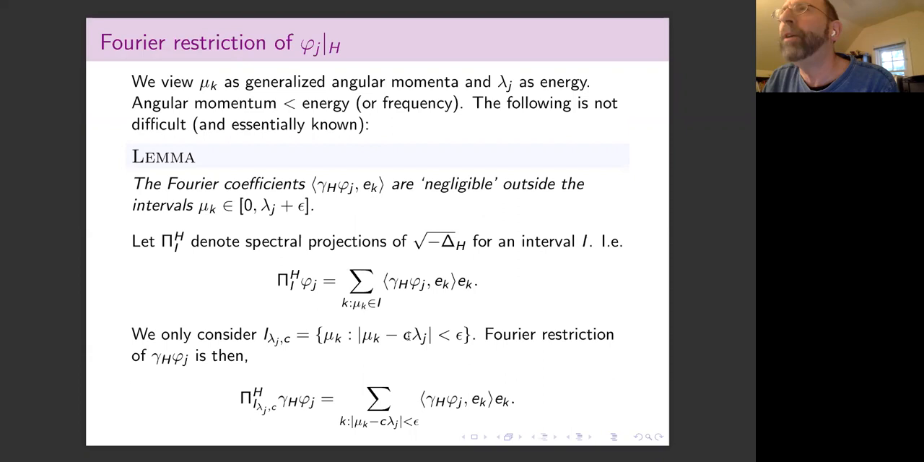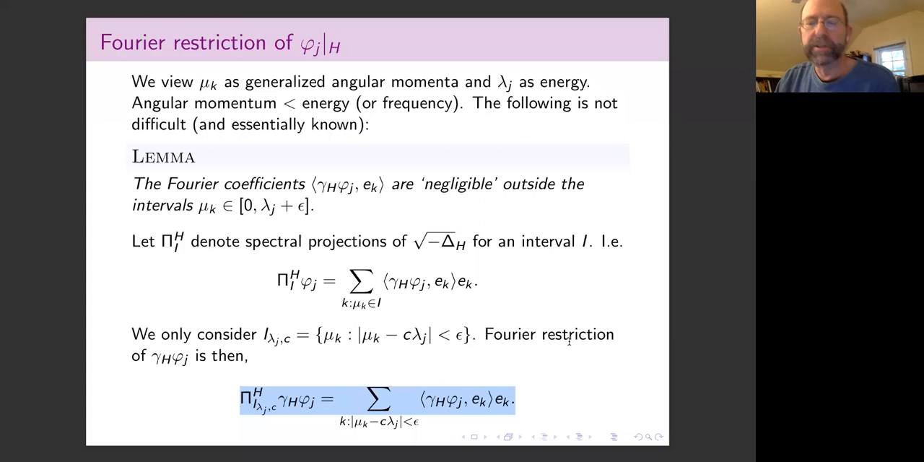All right, so this is the Fourier restriction of the spatial restriction. We restrict the eigenfunction phi j to H, and then we orthogonally project it onto a band of eigenfunctions on H. Let me pause here for a moment and see if there are questions about the notation or anything. No? All right.